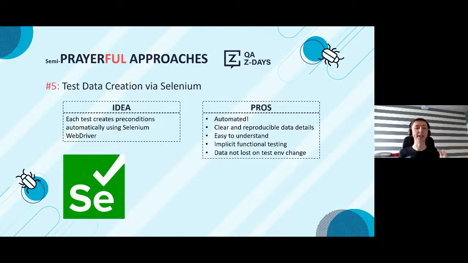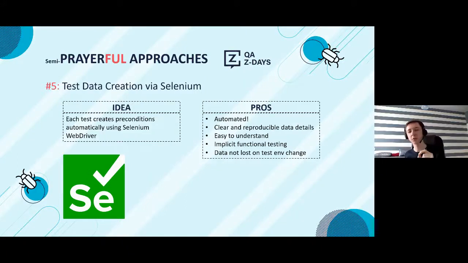At least it's automated and it's much better than the previous two approaches. It provides clear and reproducible data details. What do I mean? If you want to reproduce some situation for submitting a bug, you can just look through the code that creates the precondition and you understand that code. You're test automation engineers, you understand it, and you can just recreate it manually to show it to the developers, for example. So it's easy to understand because we work with it.